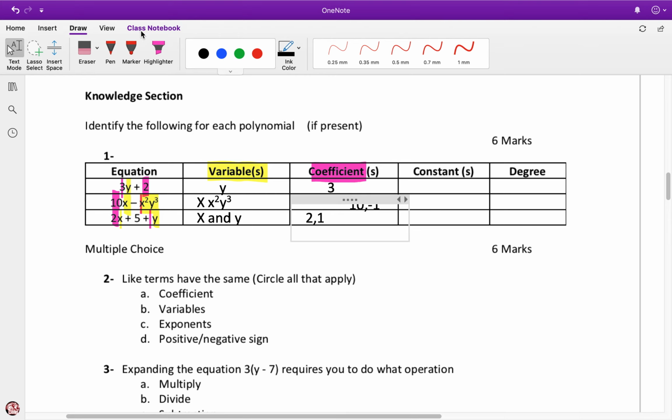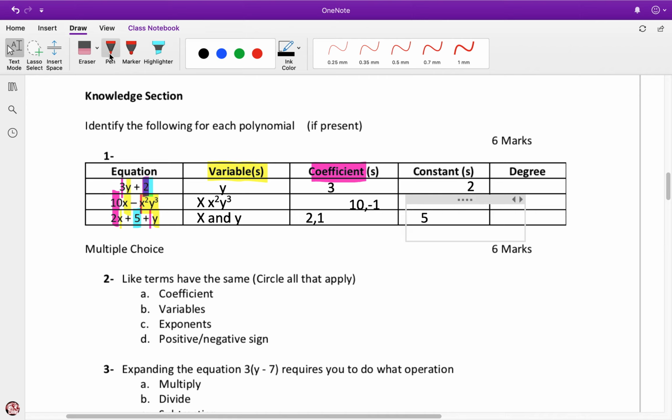Now the constants are the items that have, oops, I accidentally marked that one, but I didn't write it down. The constants are the numbers without variables, because it's constantly that number. It can't be anything different. So for this one, that is a 2, and that is a 5.